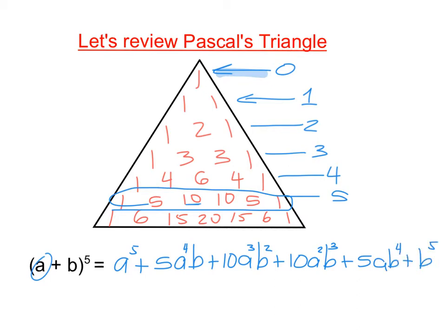All right. So if you notice, for the a's, it goes 5, 4, 3, 2, 1, 0. And then it's the opposite for the b's. It goes backwards. b to the 0, b to the 1st, 2nd, 3rd, 4th. All right, so that's kind of the pattern.